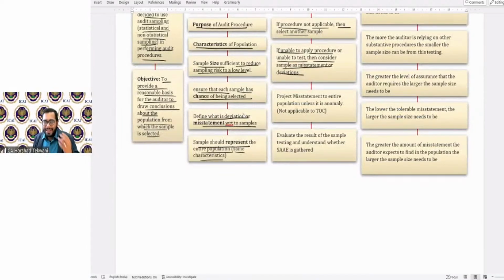Now, once you have tested your samples, you need to project the misstatement to the entire population unless it's an anomaly, and that is not applicable to the TOC. In TOC, you do not extrapolate the misstatement to the entire population. Then you need to evaluate the results of the sample testing and understand whether you have gathered sufficient and appropriate audit evidence or not. Clear?